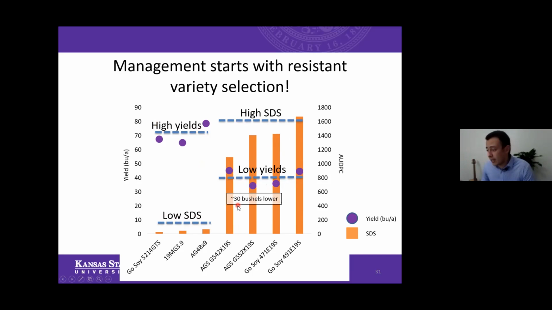So we see here 30 bushels lower just by choosing the right variety. We could increase this yield by about 30 bushels in comparison with these varieties here. So that's why management starts now. If you know that you had SDS problems, choosing the right variety might help to manage this disease.